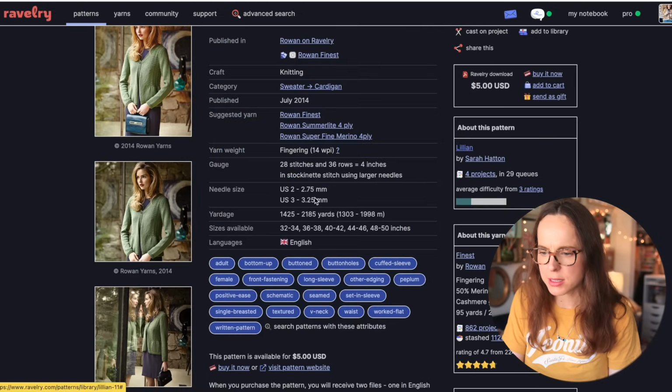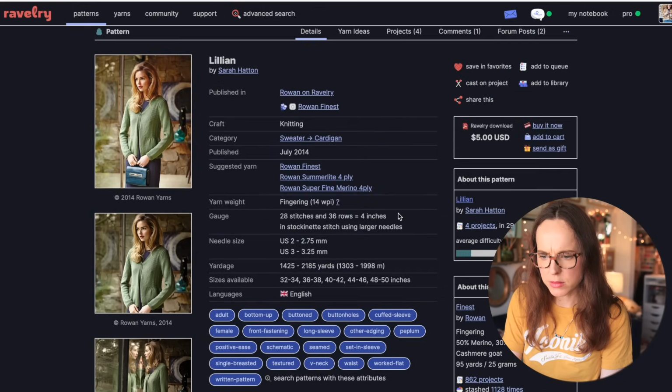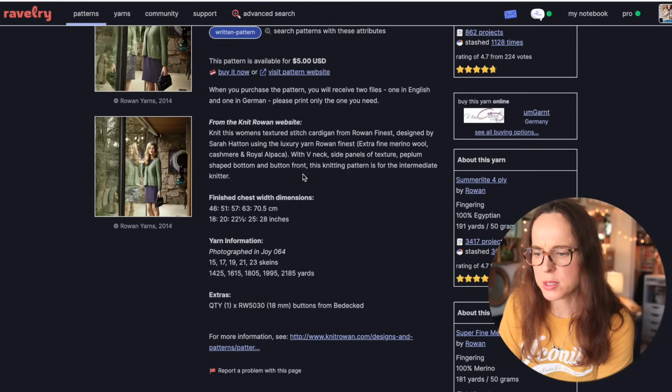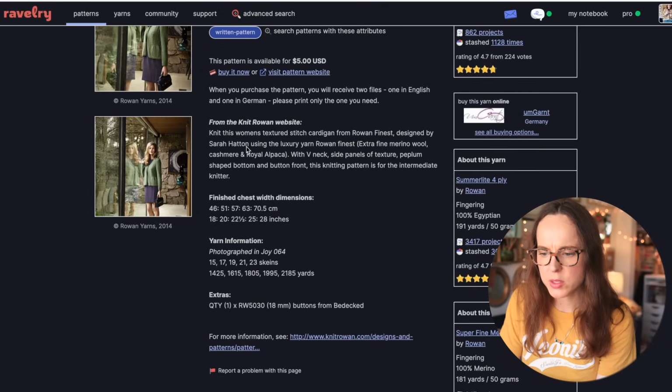Loving this. It looks like it's knit in, yep, fingering weight yarn. It's available for sizes 32 to 50. It's using Rowan. It says when you purchase the pattern, you'll receive 2 files, one in English and one in German. Knit this women's textured stitch cardigan from Rowan Finest, designed by Sarah Hatton, using the luxury yarn Rowan Finest.